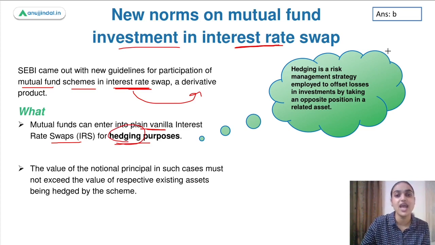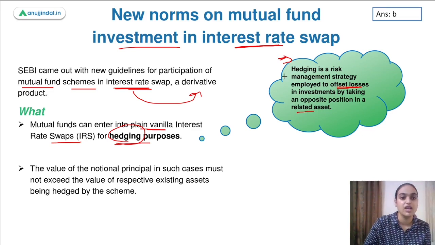What is hedging? Hedging is basically a strategy wherein you are trying to minimize your risk or manage your risks in a better manner. So here hedging is a risk management strategy where you try to offset the losses which you might incur by taking an opposite position in the related asset. This hedging will be clear when I explain interest rate swap through an example. So from that example, it will be clear how you are trying to offset the losses which might arise in any contract.